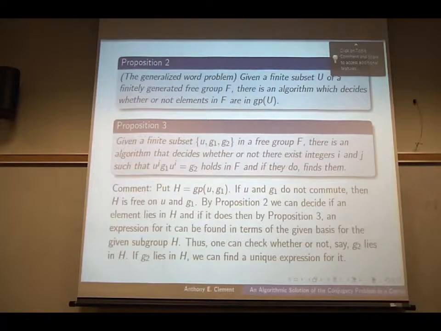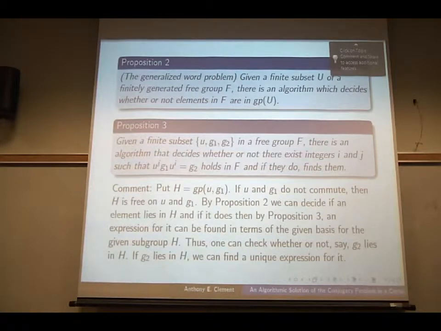Okay? And then there is this further proposition that says that given a finite subset U of a free group, there is an algorithm that decides whether or not there exist integers i and j such that U to the i, G1, U to the j is equal to G2 holds in F, and if they do, the algorithm finds these i and j. So we're going to have to use these two things: whether or not the element is in the subgroup generated by U, and whether or not we can write elements in the set in this unique way. Okay?